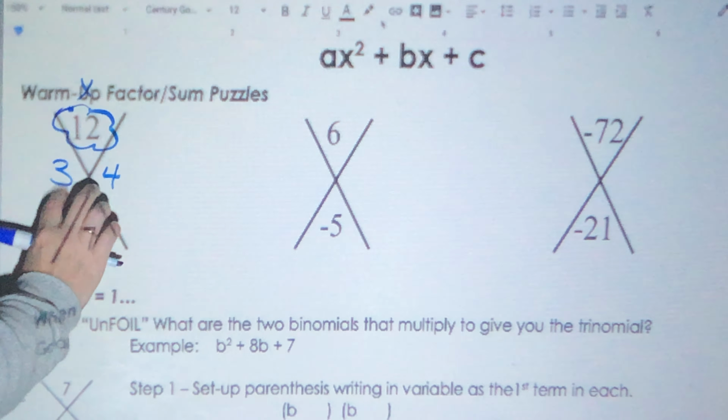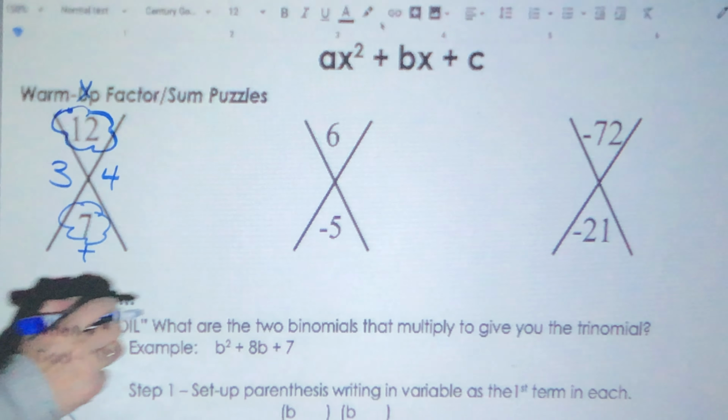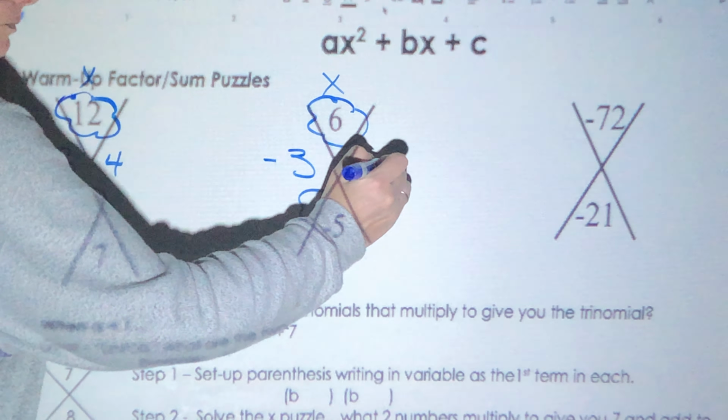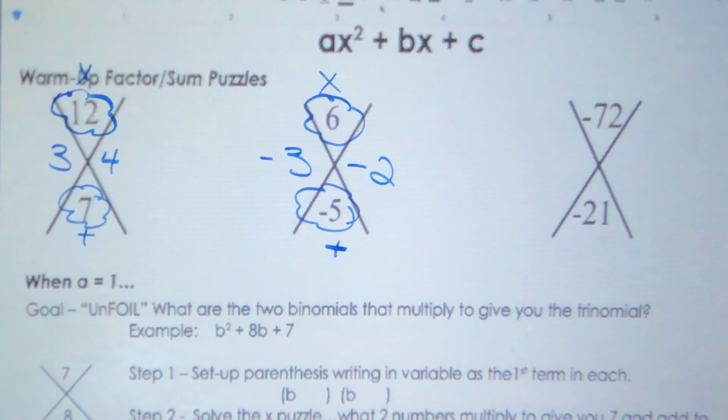And it doesn't matter which number you put where, but we're putting them on the sides. For the second one, we're looking for two numbers that multiply to give you 6 and add to give you negative 5. So if they're adding to give you a negative and multiplying to give you a positive, there would have to be two negative numbers. And those two numbers would be negative 3 and negative 2.